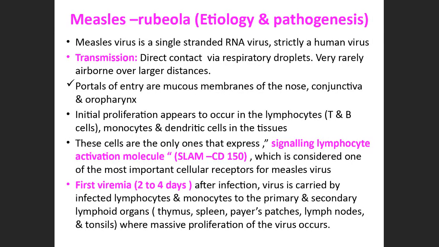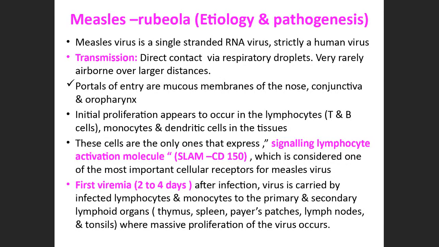Every virus and the cells have receptors by which they connect to each other. Now, these cells express a particular cellular receptor for measles virus, which is CD150, SLAM CD150. SLAM stands for signaling lymphocyte activation molecule. These are the important cellular receptors for measles virus. So these cells express these CD150 receptors on them. Now, how does this measles present?